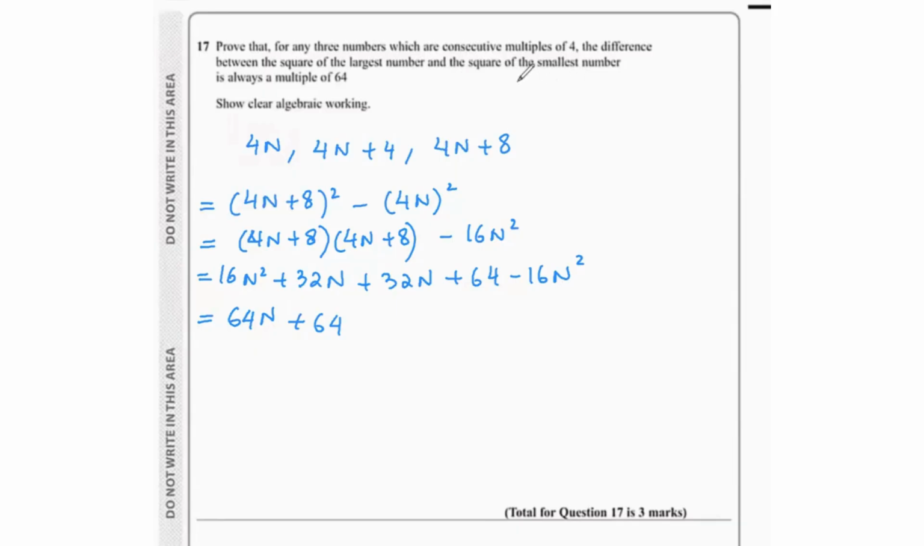So they're saying that the result is always a multiple of 64. And that's accurate because if we take 64 common, it's 64 times (n plus 1). So the entire bracket is being multiplied by 64, which means the complete term 64n plus 64 does come in the 64 times table. So it's again proven.